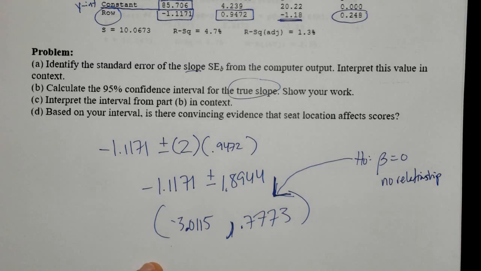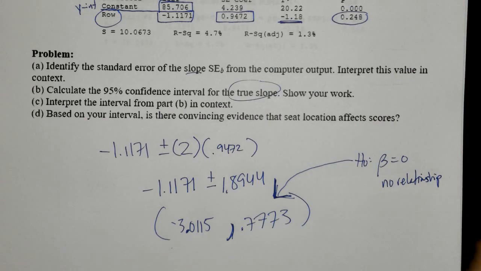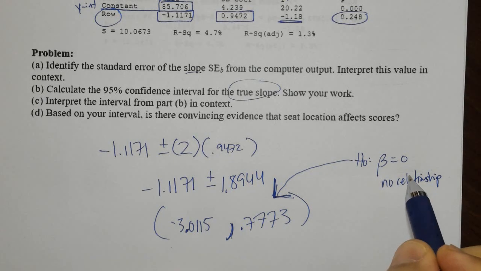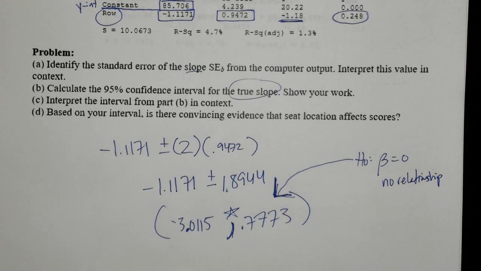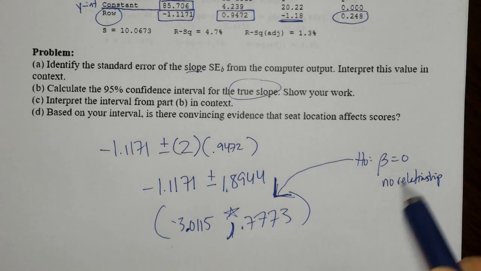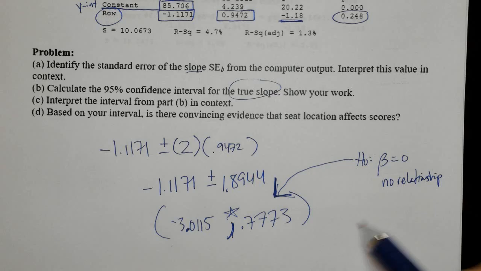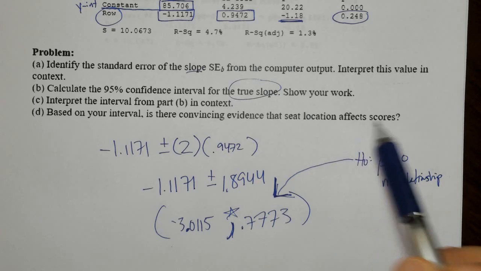Yeah, it's part of the interval. Had our interval been way far away from 0, we'd say there's a relationship because our true slope is between, let's say, 5 and 10, which is pretty far away from 0. So there is a relationship. Here we don't have convincing evidence since 0 is here. That's how I would interpret it. Since the true slope would be between this range and 0 is within that interval, we do not have convincing evidence that seat location is related to scores.